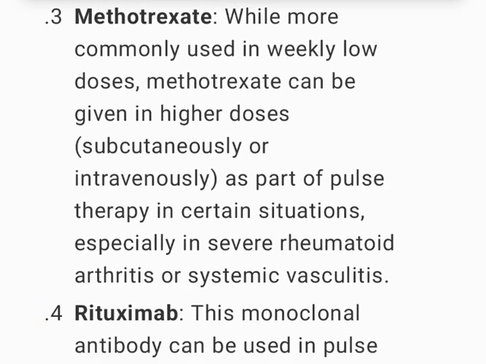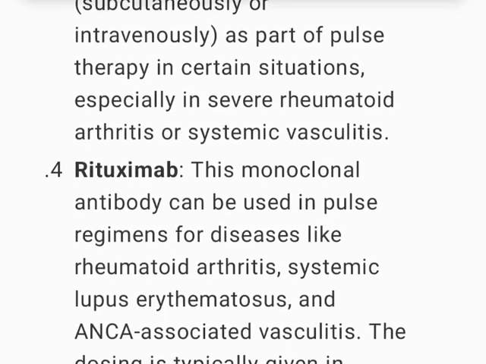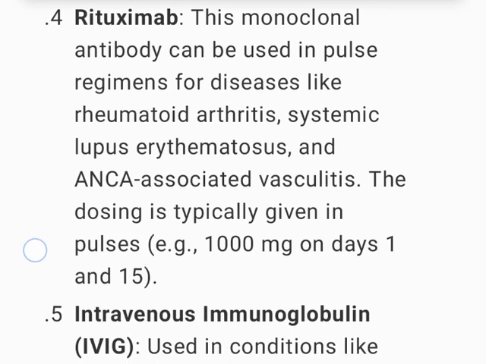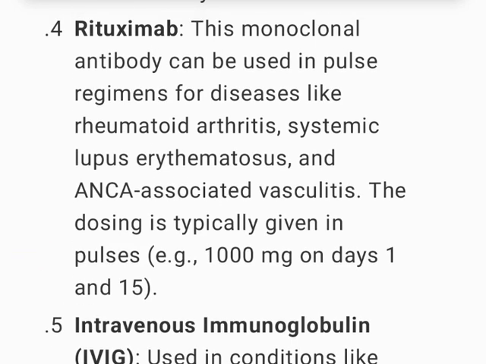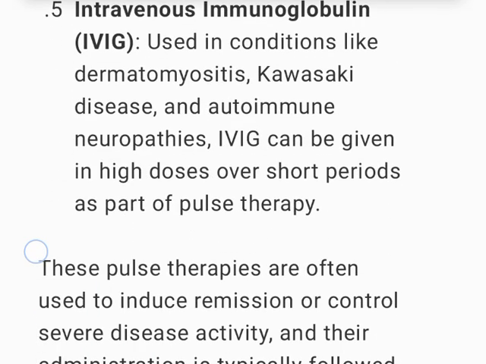3. Methotrexate. While more commonly used in weekly low doses, methotrexate can be given in higher doses, subcutaneously or intravenously, as part of pulse therapy in certain situations, especially in severe rheumatoid arthritis or systemic vasculitis. 4. Rituximab. This monoclonal antibody can be used in pulse regimens for diseases like rheumatoid arthritis, systemic lupus erythematosus, and ANCA-associated vasculitis. The dosing is typically given in pulses, e.g., 1,000 milligrams on days 1 and 15.